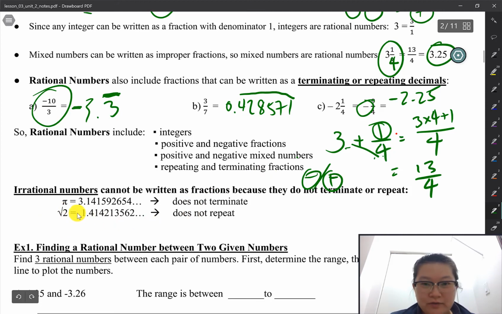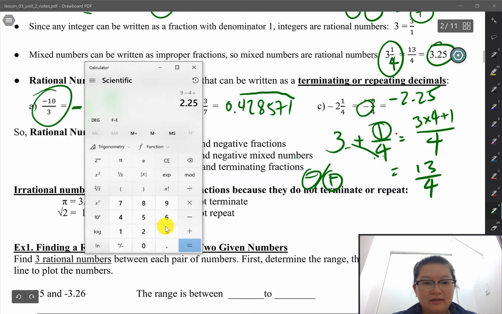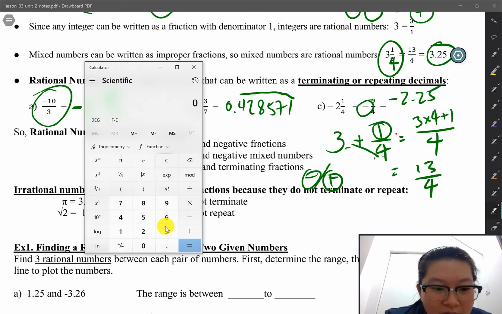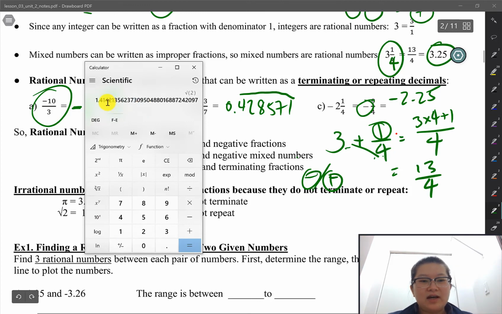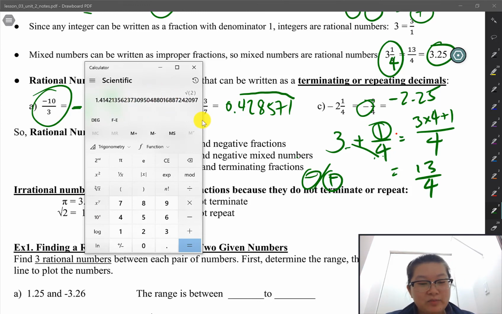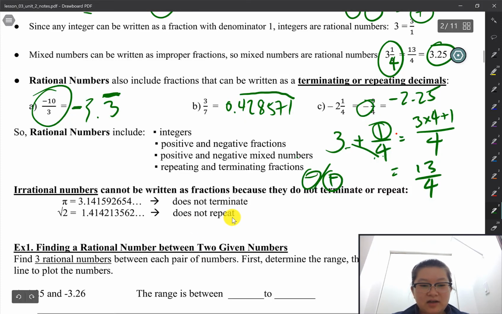Next up, I have the square root of 2. So perhaps you've learned about squares and square roots last year. What does that look like on the calculator? It would look like this little symbol here. If I took 2 and I pressed that, it gives me 1.414213, etc. Notice there is no set pattern. None of these decimals repeats. So since it does not repeat, these are your irrational numbers.